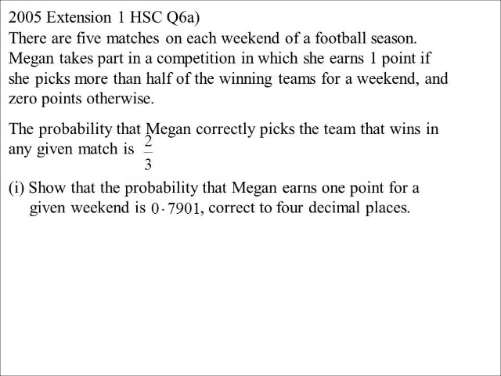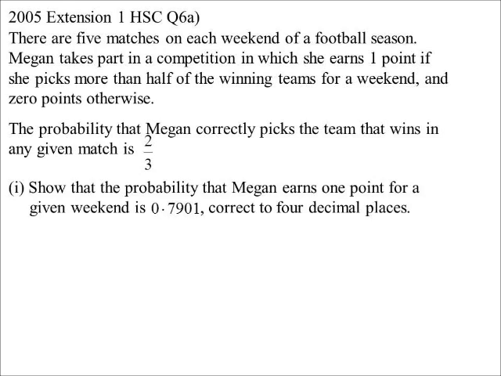Alright, this is an interesting one. HSC question. So there are 5 matches on each weekend of a footy season. Megan's taken part in the competition. She'll get 1 point if she picks more than half of the winning teams in a weekend. Otherwise, 0 points. Pretty tough rules, that competition. Probability that Megan correctly picks a team that wins in any game is 2/3. Show that the probability that Megan earns a point is 0.7901.